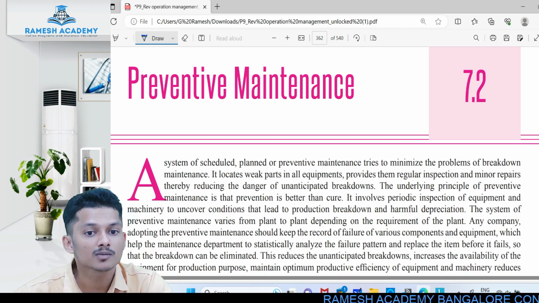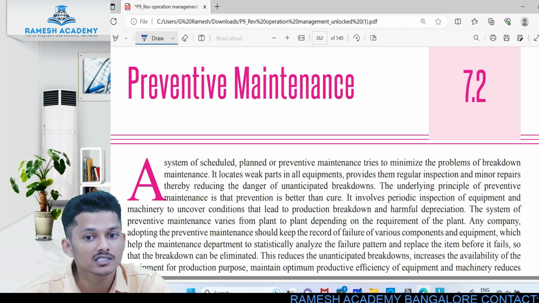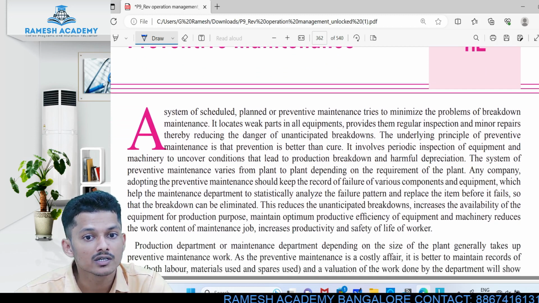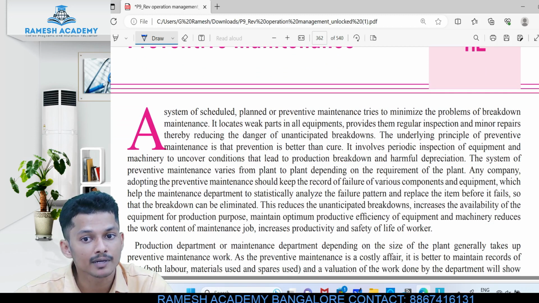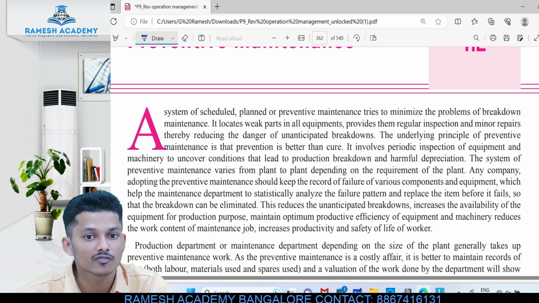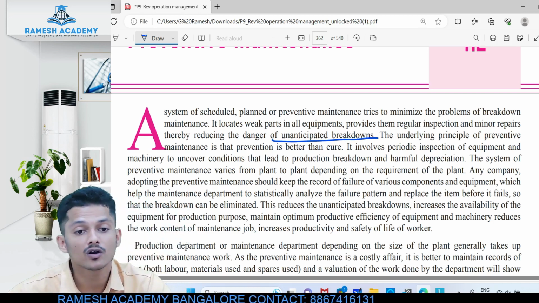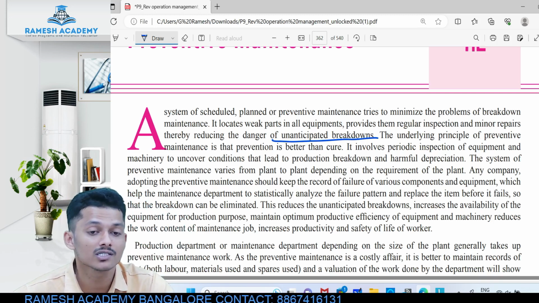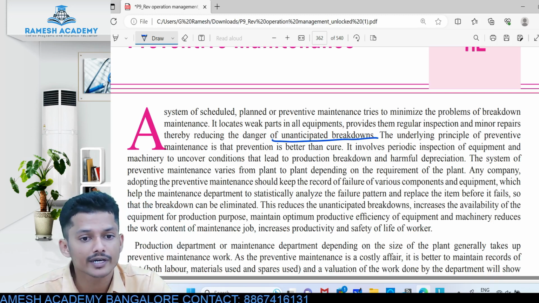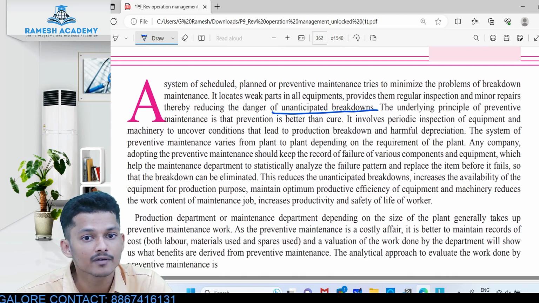The system of scheduled, planned, or preventive maintenance tries to minimize the problems of breakdown maintenance. It locates weak parts in all equipment and then provides them regular inspection and minor repairs, thereby reducing the danger of unanticipated breakdown. If any machine is working and gives a creaking sound or is not functioning well, then you recognize it. You take proper prevention and make it ready, so it won't give unanticipated breakdowns. The underlying principle of preventive maintenance is that prevention is better than cure.